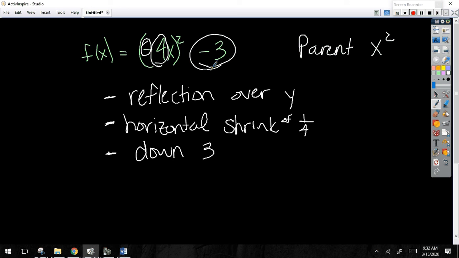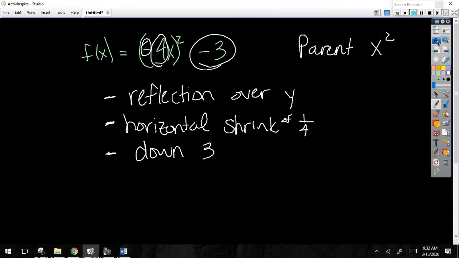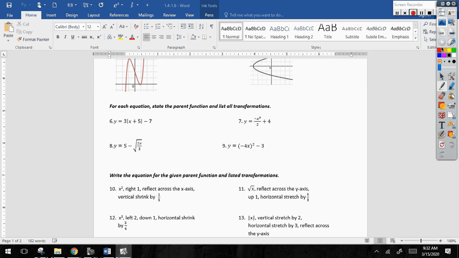Okay? All right, next up is when we actually need to write the equations. So let me see if I can get my pen here so I can actually annotate on the, yeah. All right, so several things happening here. I start with x squared, right 1, reflect across x, and a vertical shrink of 1/3, okay? Reflecting across x, remember that's where we're going to put the negative in front of the entire equation. Vertical shrink also goes in front of the entire equation.